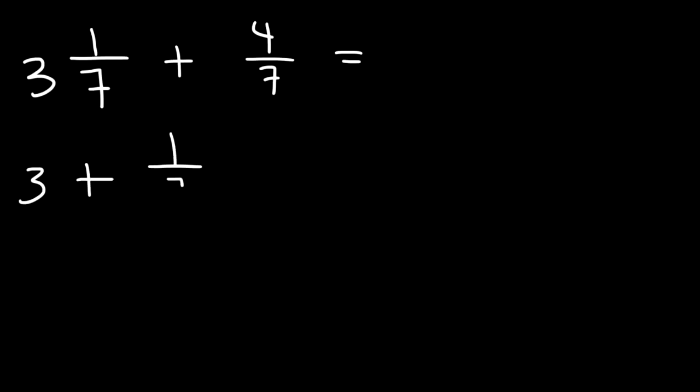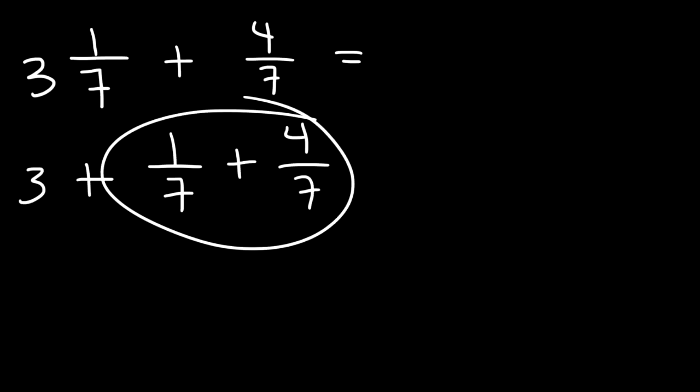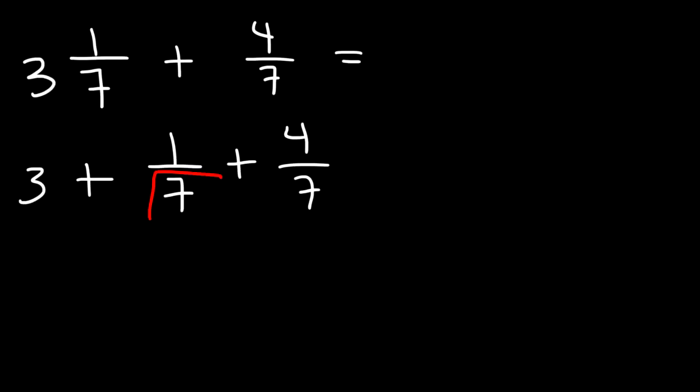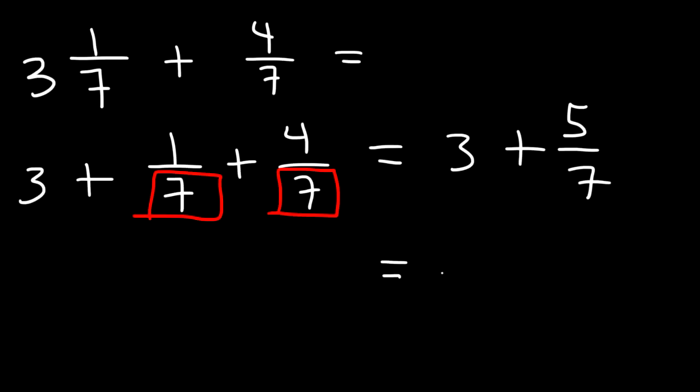Now for our next different type of problem, we're going to add a mixed number with a fraction with like denominators. So what's 3 and 1/7 plus 4/7? So first, let's expand 3 and 1/7. We can write that as 3 plus 1/7. And then we can add these two fractions. Notice that the denominator is the same, so we can go ahead and add the numerators of those two fractions. 1/7 plus 4/7 is 5/7. So then the answer is going to be 3 and 5/7.